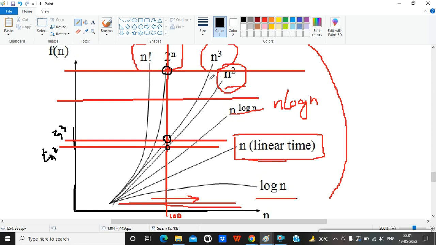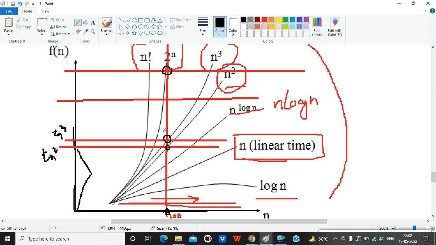So from this plot you can identify which one is better. Tell me, which one is better? n square is better. Obviously it will be, because it is giving less amount of time than n cube. So by comparing these things on a particular value of n, say n value is 100.